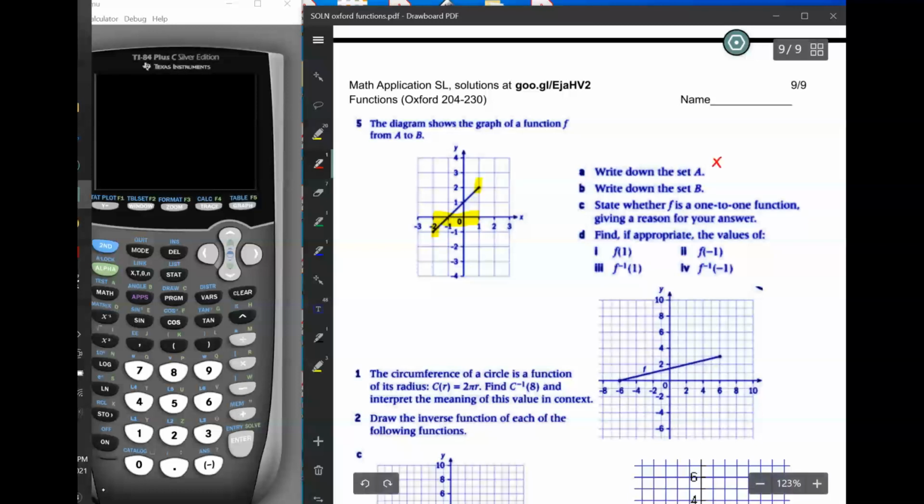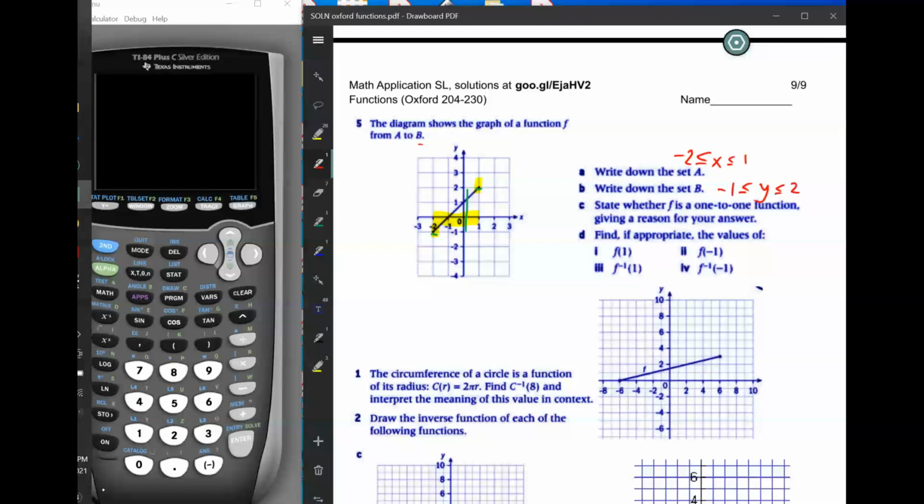So we would write x, we're going to have -2 is less than or equal to x is less than or equal to 1. Let's do that for set B. Set B is the range, and so the range goes from this point to this point, which would be -1 to 2, considering the y's. So we would put y, and we would put -1 is less than or equal to y is less than or equal to 2.